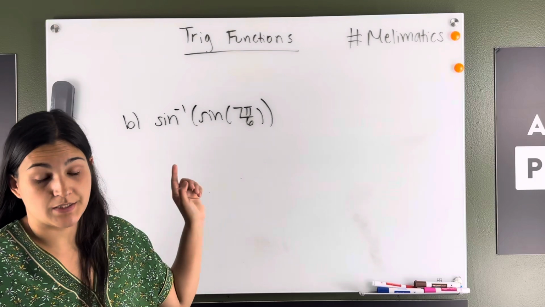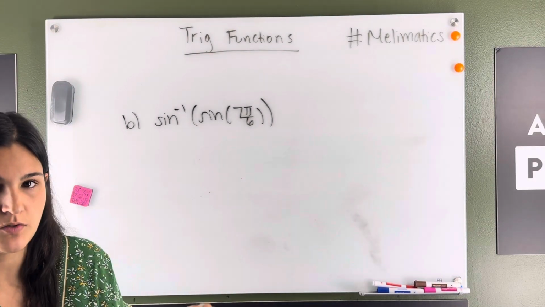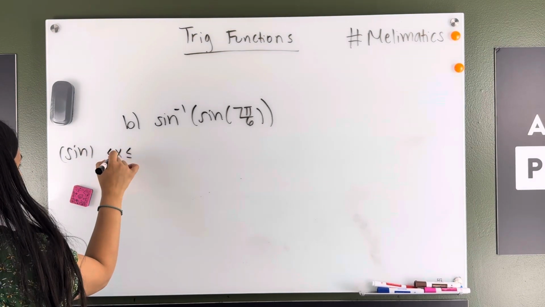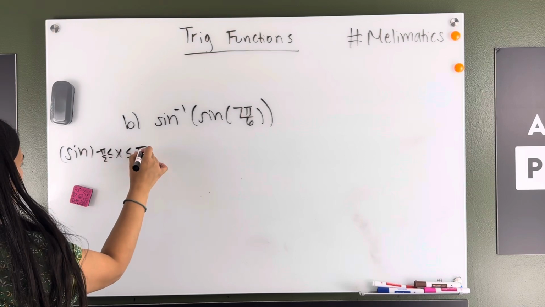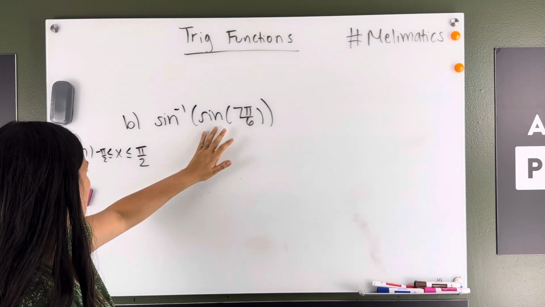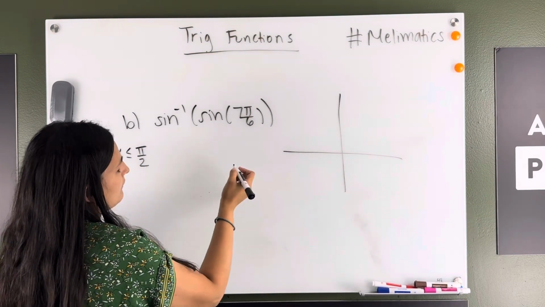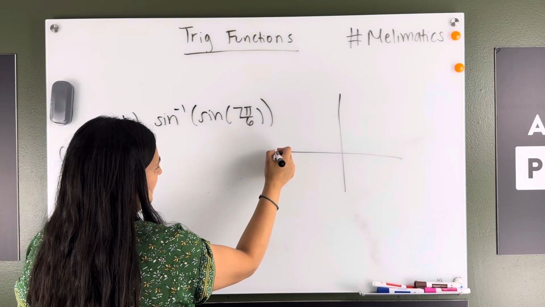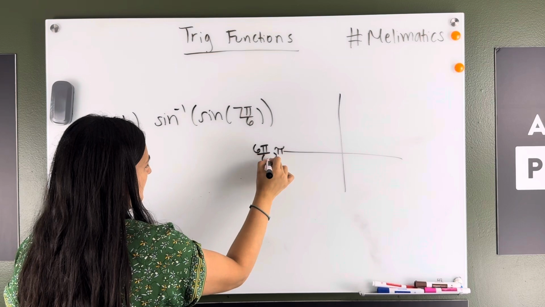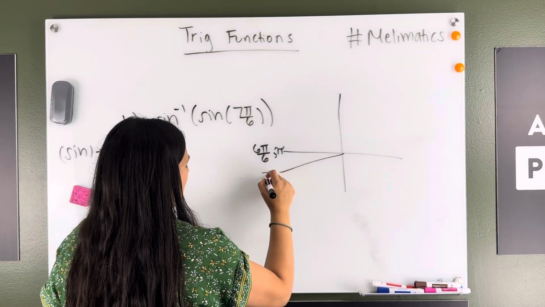Now, since sine comes first, we need to make sure that it's between negative pi over 2 and pi over 2, because that's the domain. Since we're looking at sine first, we have to figure out where 7 pi over 6 is. If you know the unit circle, you know that pi is right here. That could be written as 6 pi over 6, with the denominator of 6, and so 7 pi over 6 is over here.